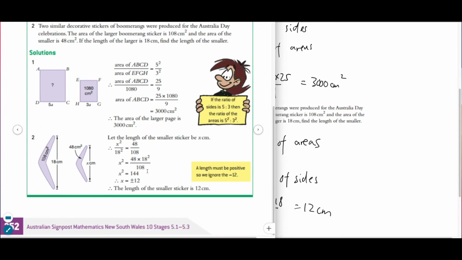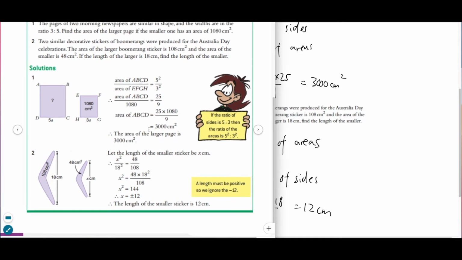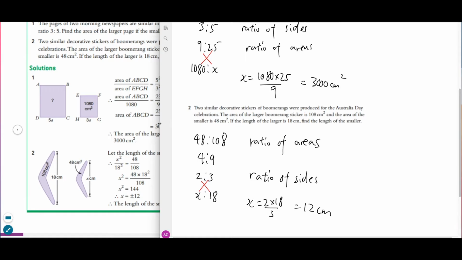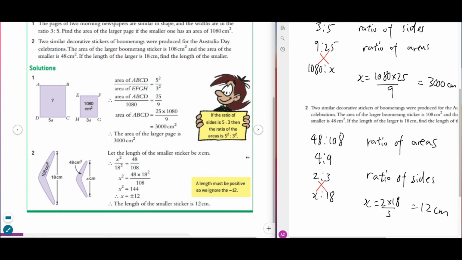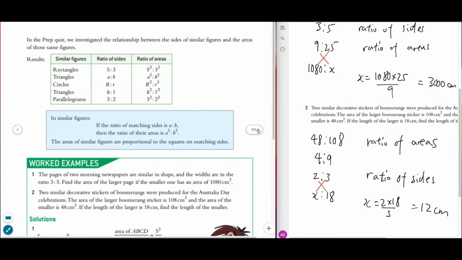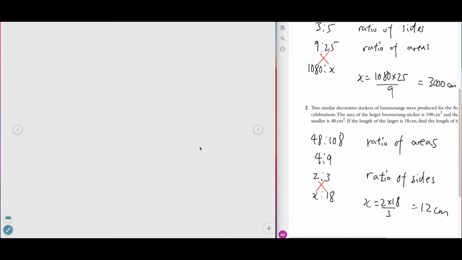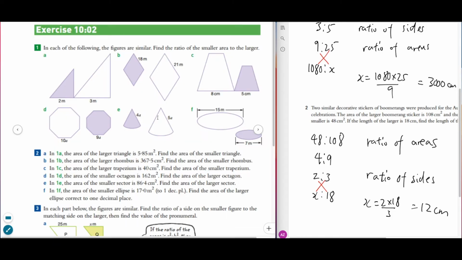And let's check the answers. It's 12 centimeters and 3000 centimeters squared. Okay. So far the questions have been pretty straightforward. I'm just going to pick some questions from the homework so that you get a better understanding. So let's take a look at what's in the homework.